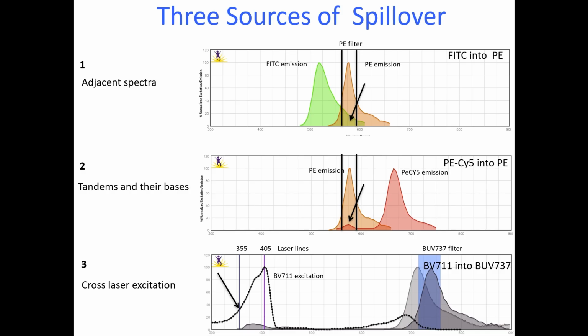And as we just saw, cross-laser excitation between pairs of fluorochromes that have similar emission spectra but are excited off different lasers. Here, BV711, mainly detected off the violet 405 laser, but is also to a lesser extent excited off the 355 laser, so it will spill into the detector for BUV737, which has similar emission but is optimally excited by the 355. Indeed, spectral cytometry takes advantage of this cross-laser excitation to distinguish similar fluorochromes and makes use of all the emitted light across all of the lasers.